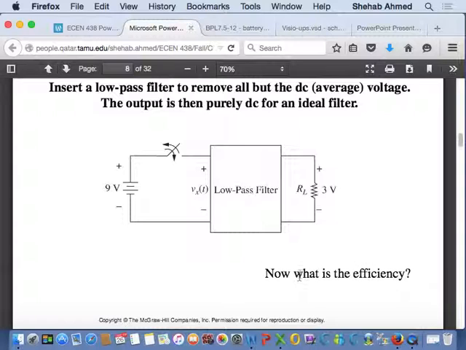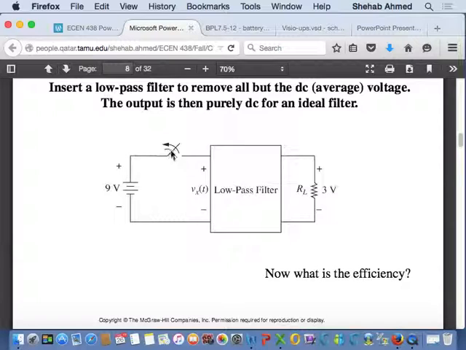But compared to a linear regulator, here I have an ideal switch and I have a low-pass filter. I'm not depending on dropping my voltage across my linear regulator. Like in the linear regulator, I was depending on dropping a full voltage. I have 9 volts coming in, I want 3 volts at the output. So I was intentionally putting a voltage drop of 6 volts across my linear regulator. With 1 amp flowing through it, power is V times I. 6 volts times 1 amp is 6 watts. I'm dropping that 6 watts, and this device is burning 6 watts all the time.